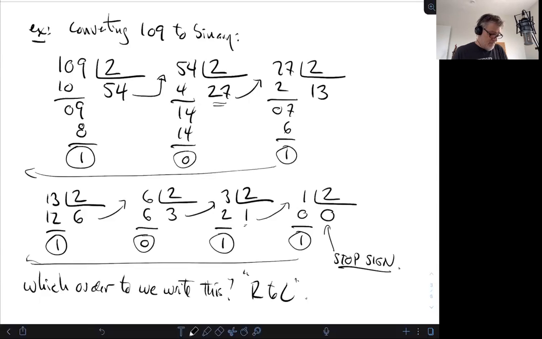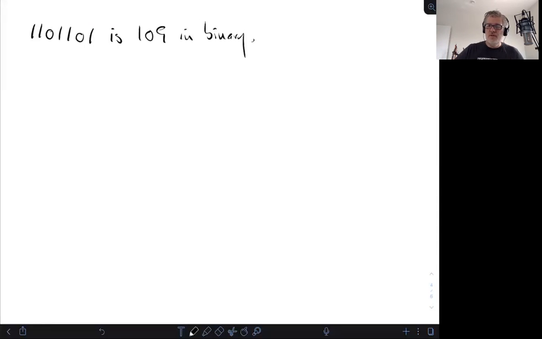Okay, so let's write it down. I've got 1101101. I'm just going to copy that. Let's just write this down. So this should be 109 in binary. Okay, so let's suppose that you're doing this on a test and you've got this number.